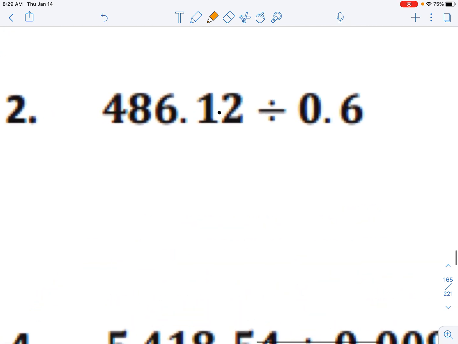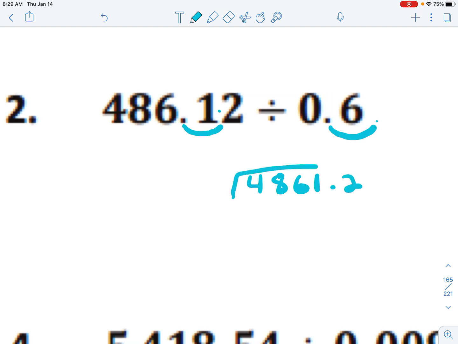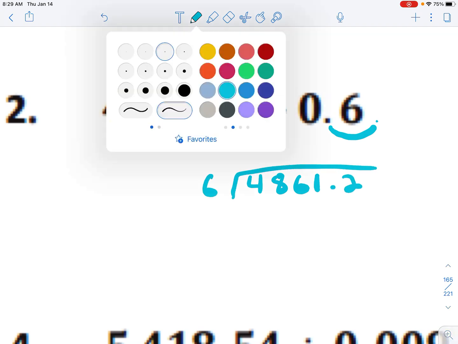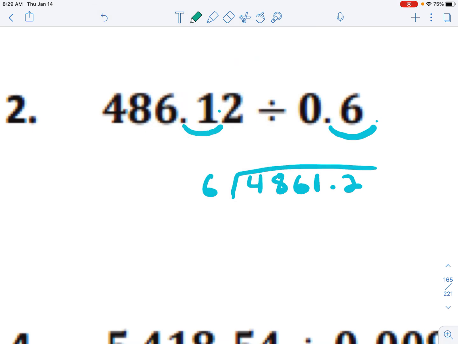Let's look at number 2. Number 2 gives us 486 and 12/100 divided by 6/10. I'm only going to move this once to make it a whole number, so I'm only moving the decimal once in the dividend, and then I'm going to divide. And my new problem turns into 4,861 and 2/10 divided by 6.